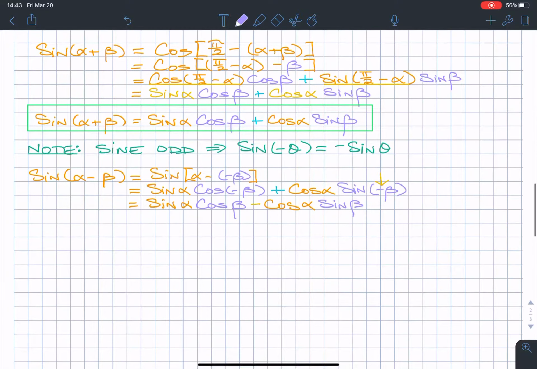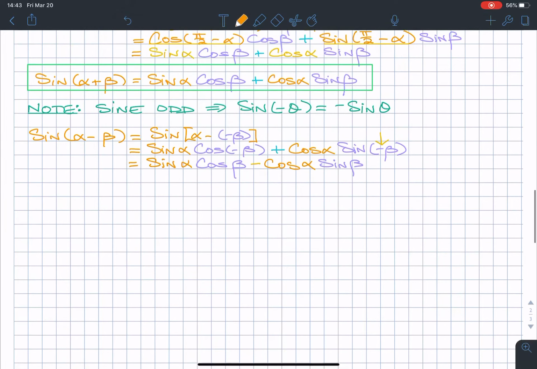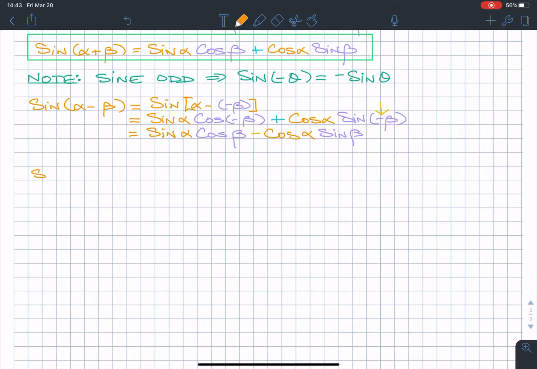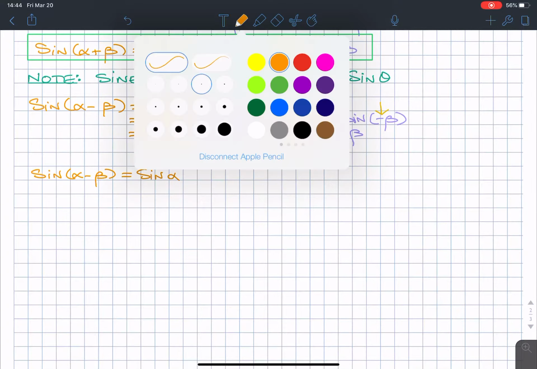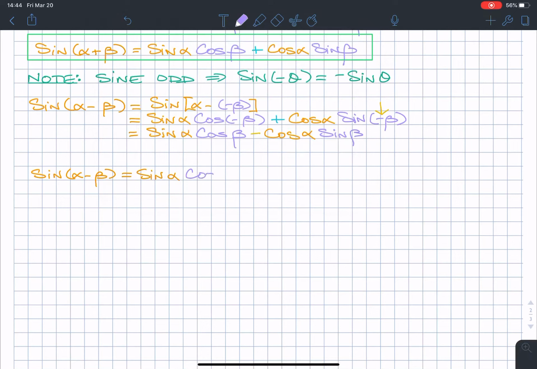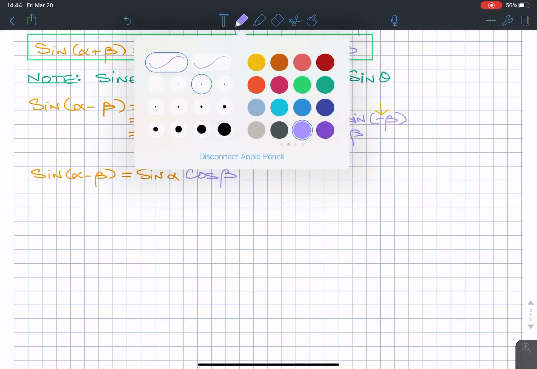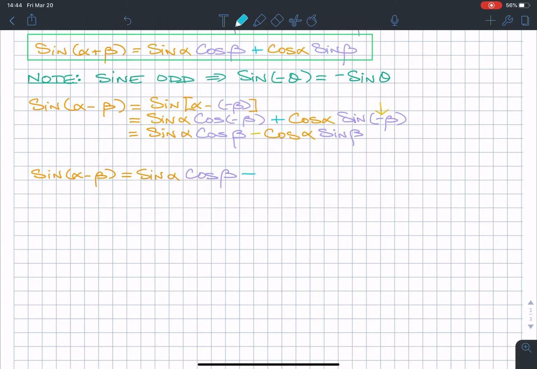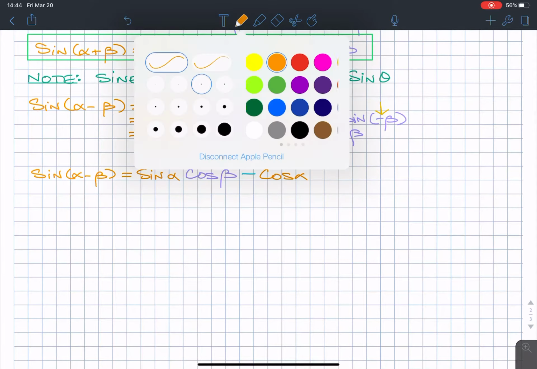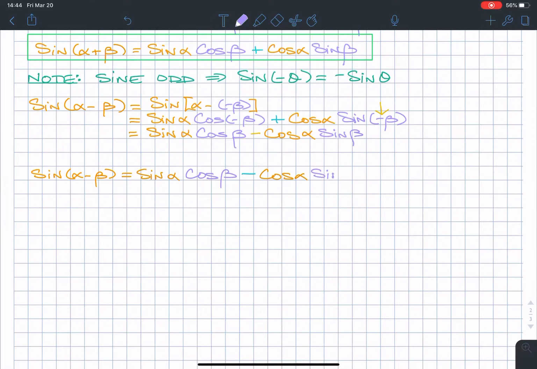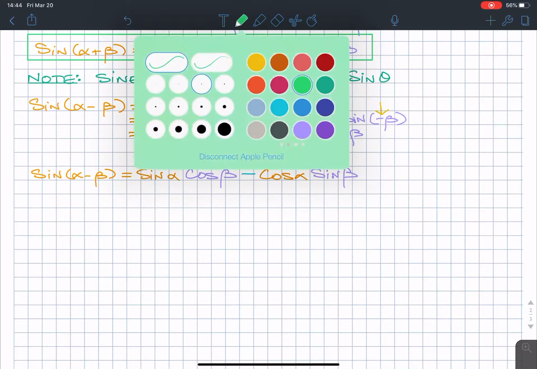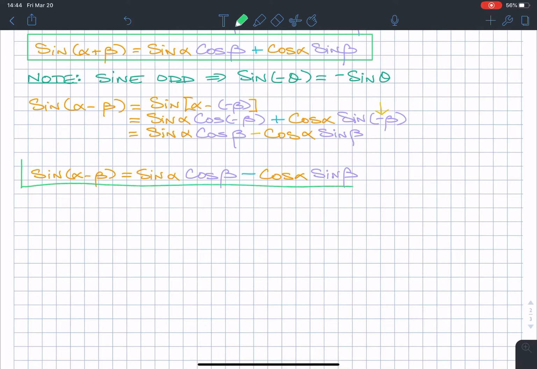So to recap, I have that sine of alpha minus beta can now be written as sine of the first, alpha, times cosine of the second, beta, minus cosine of the first, alpha, times sine of the second, beta. Okay, I think we can finally recap at this point. And these are called the sum and difference formulas.